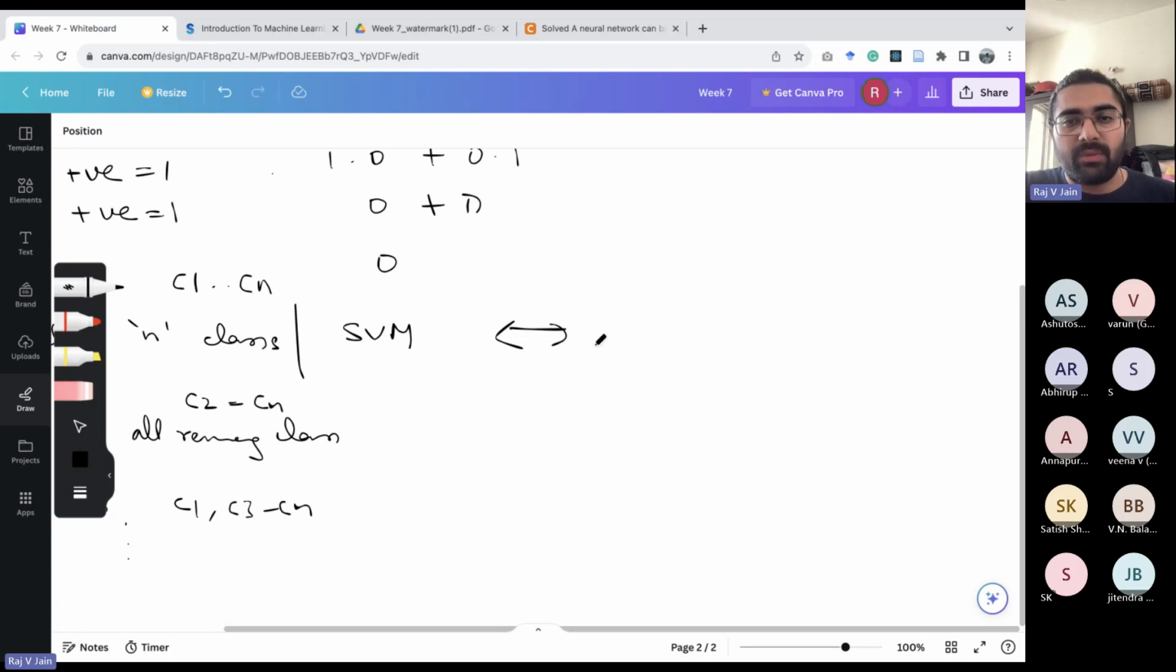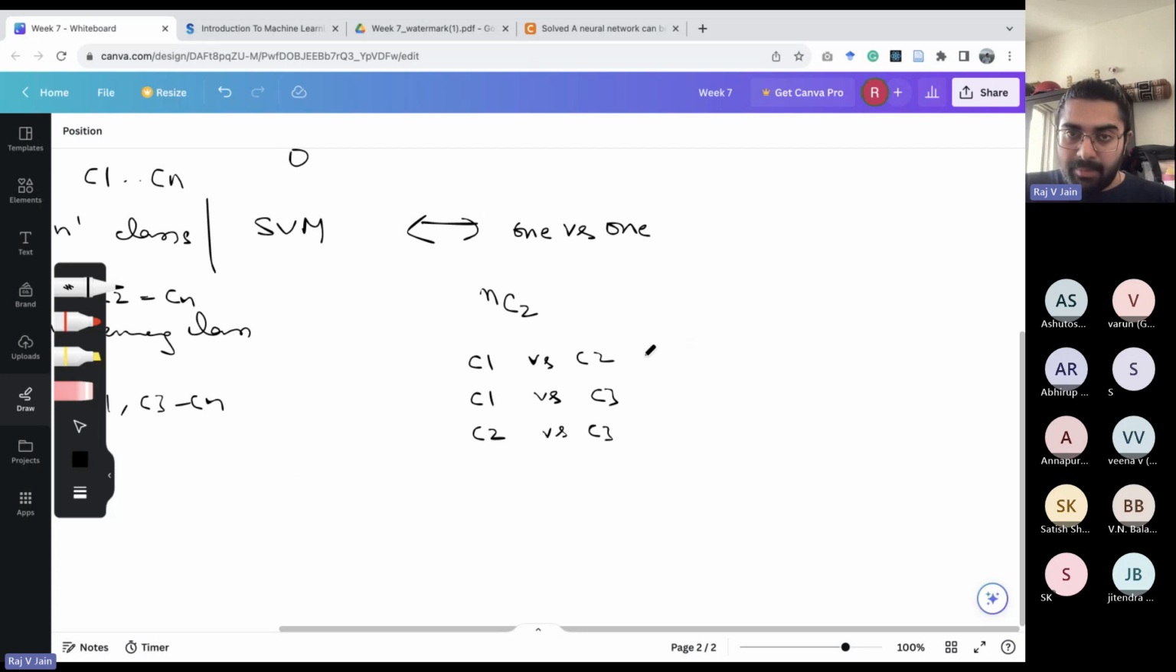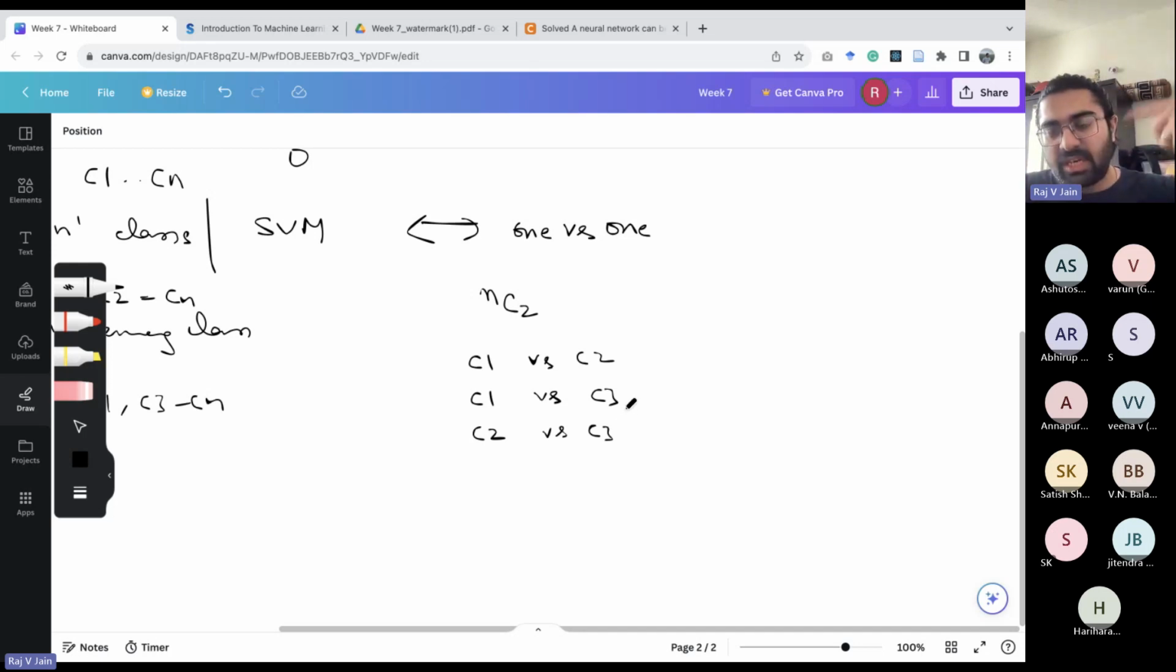So the other way is one versus one, right? But the issue in this case is that you'll have to train NC2 number of models. Because you'll say, okay, C1 versus C2, you will train one model. C1 versus C3 also you will train. Again, let's say C2 versus C3, and so on. You'll keep on doing this for all the pairs. Then whatever test sample you get, you will run through all of these and see which class keeps winning. For example, if in C1 versus C2, C1 wins, then you will check the result of C1 versus C3. If C3 wins, then you will check C3 with the remaining classes. That's another way of doing it.